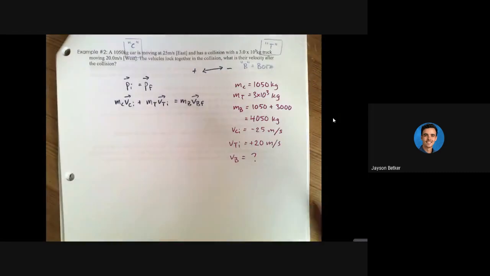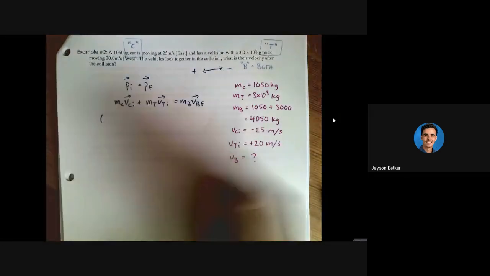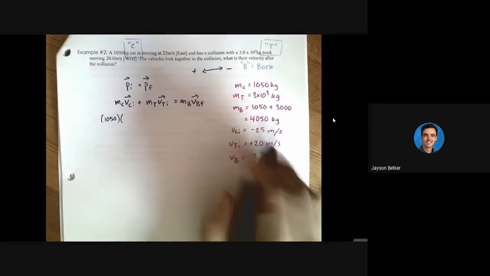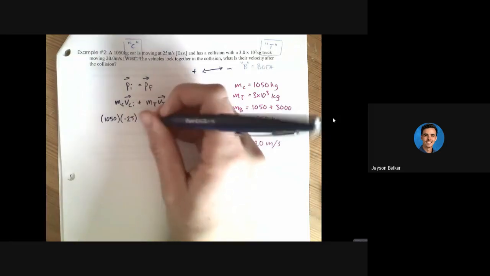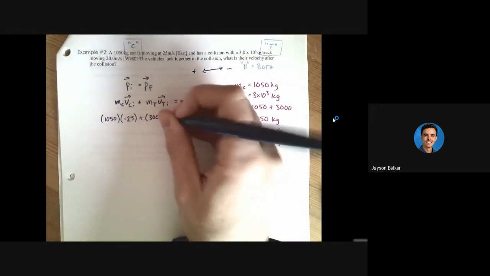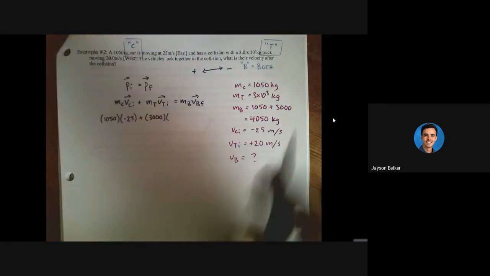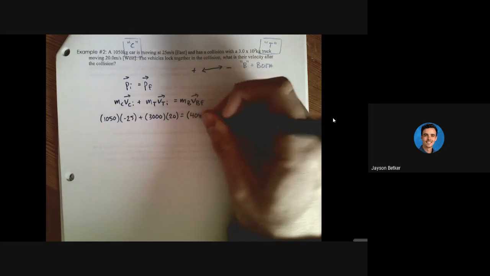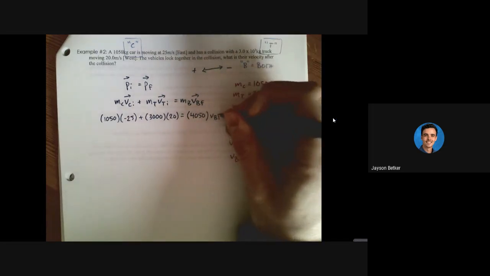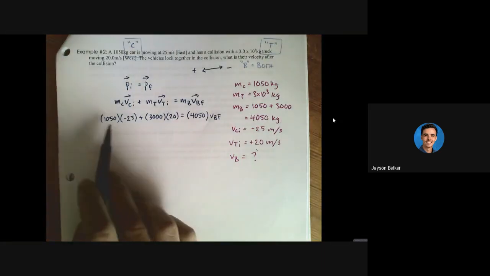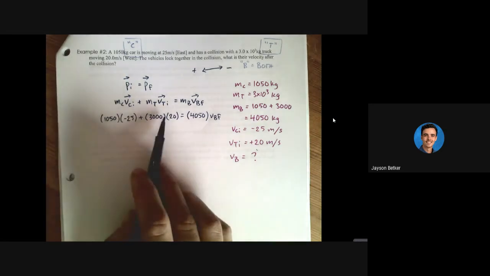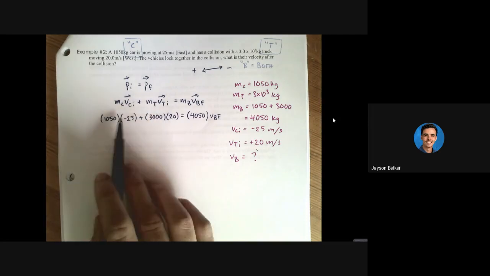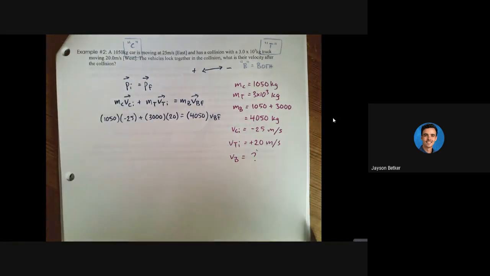So all that's left to do is plug in our values. Mass of the car, 1,050, times the velocity of the car initially, negative 25, plus the mass of the truck, which is 3,000, or 3 times 10 to the 3, times the velocity of the truck initially, which is positive 20, is equal to the mass of both of them, which we said was 4,050, multiplied by the velocity of both of them at the end. I multiply these two together, add the multiplication of these two to it, and then divide by 4,050. So I should get 1,050 times negative 25 plus 3,000 times 20.